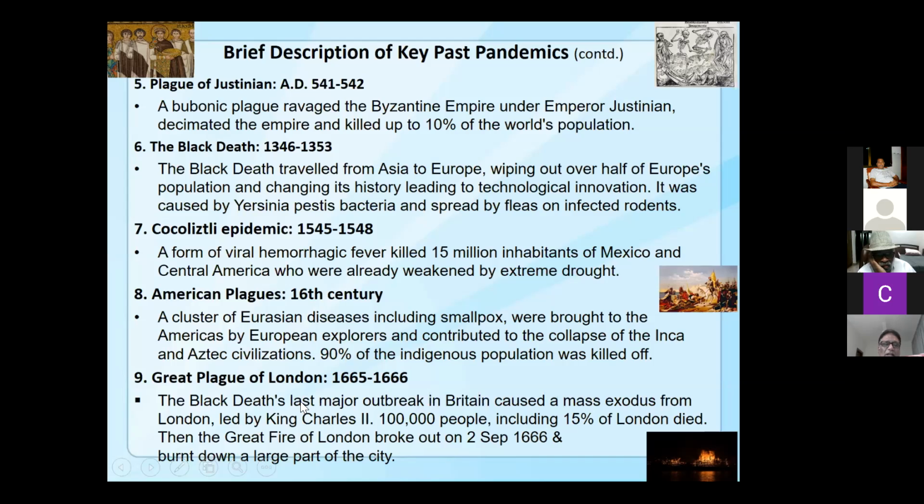Then we moved to London, 1665-1666. As we said, that Black Death actually continued to recur. It was plague which kept recurring. The Black Death's last major outbreak in Britain caused a mass exodus from London. It was led by King Charles II. 100,000 people, including 15% of London, died. And London's woes did not end. There was a fire that broke out on 2nd September and burned down a large part of the city.